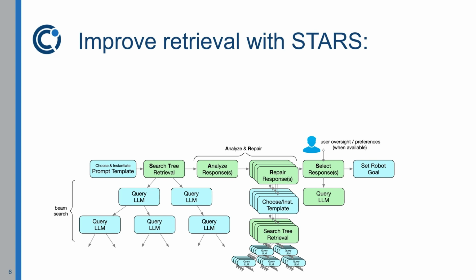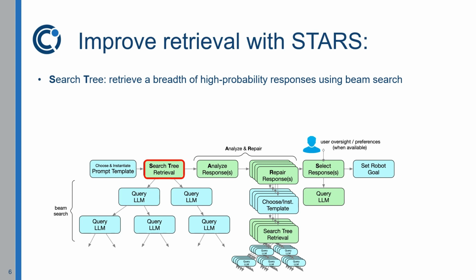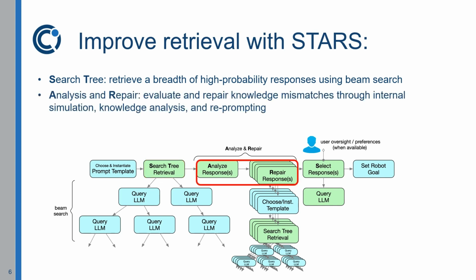To address these requirements, we developed STARS, which is illustrated below. It again begins as in the baseline by choosing and instantiating a prompt template, but rather than just retrieving a single response or many responses at a high temperature, the agent uses a search tree strategy to retrieve a breadth of high probability responses using beam search, which involves multiple queries to the language model. From this, it gets a set of responses that it then analyzes by evaluating through internal simulation and knowledge analysis in order to detect mismatches along those requirements previously discussed.